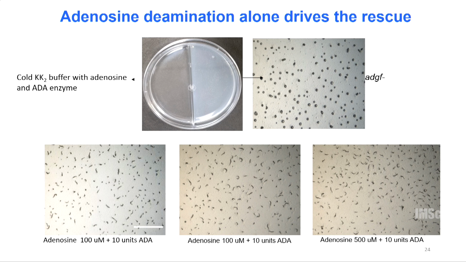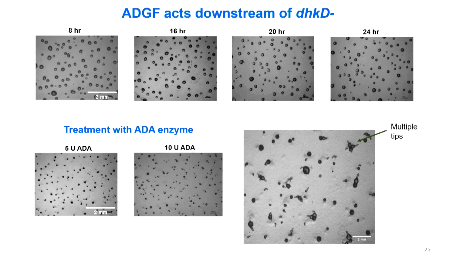So this convincingly demonstrates that adenosine deamination alone drives the rescue. Downstream of it is cyclic AMP. Now we took several mutants which have this kind of pebblestone phenotype, because they show a very similar phenotype. Why do we take these mutants?